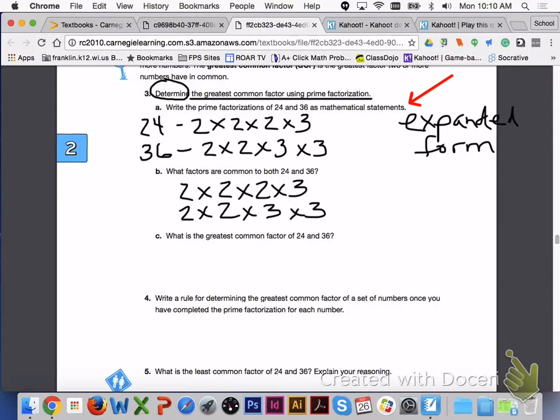Next, for letter B, we have to look at what factors are common to both 24 and 36. So this is kind of like a match game. You want to see which factors are in each of the prime factorization lists. So we have 2 and 2, we have 2 and 2, and we have a 3 and 3 that match up. For letter C then, we want to take those factors that they have in common from letter B, and we want to multiply them together. The product then will be your GCF. So those are the steps that you need to take in order to use prime factorization to determine the GCF.